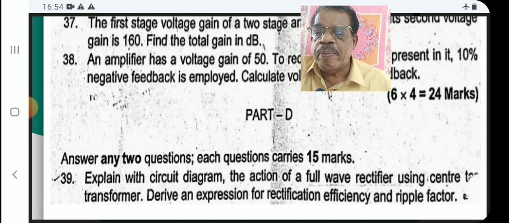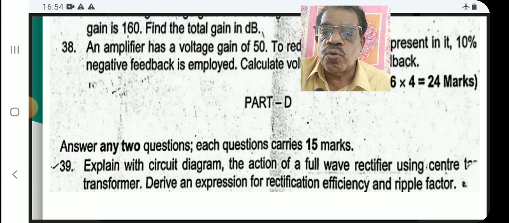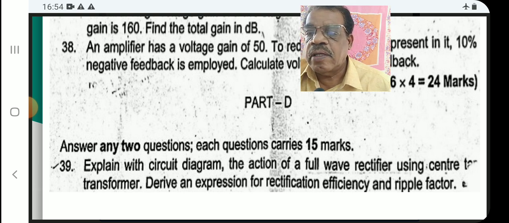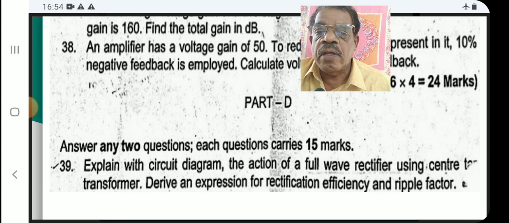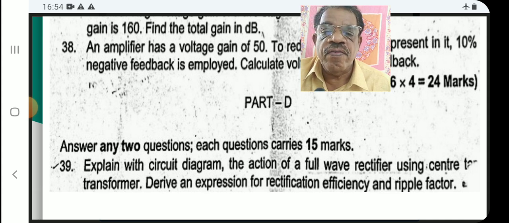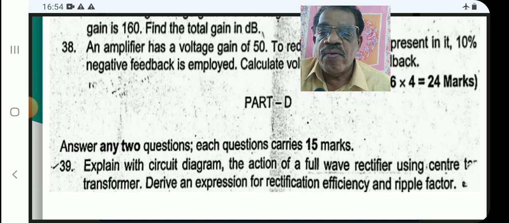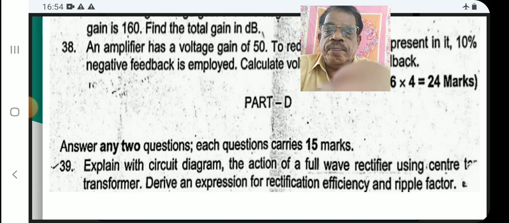Part D, essay type questions. We have to answer two questions. Answer any two questions. Each question carries 15 marks. Number 39. Explain with the circuit diagram the action of a full wave rectifier using center tap transformer. Derive an expression for rectification efficiency and ripple factor.